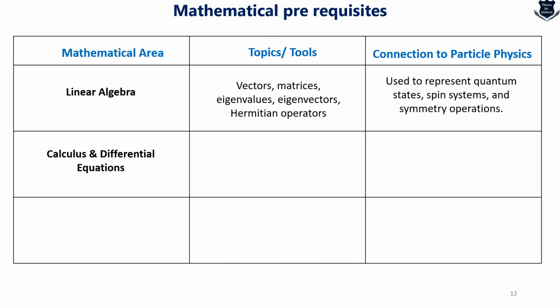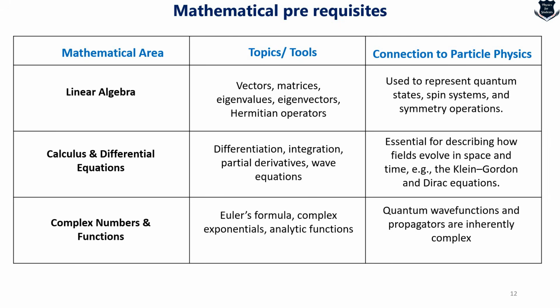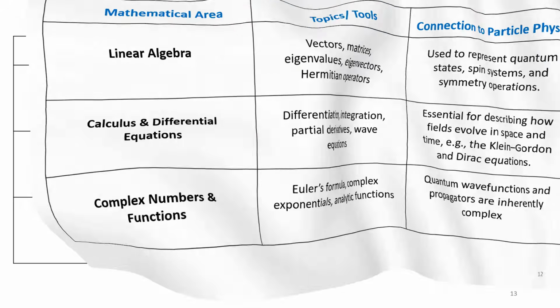Second, very basic, comes differential and integral calculus, because this is required in order to understand the evolution of space, the Klein-Gordon and Dirac equations, and a number of important concepts in particle physics. Complex numbers and functions form the heart of quantum physics and particle physics. Quantum wave functions and propagators are inherently complex. So Euler's formula and complex analytic functions are very important topics and mathematical prerequisites.